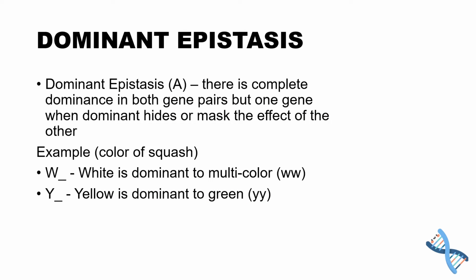sila kasi namamask yung effect ng dalawang color na black and agouti. Pag sinasabi naman nating dominant epistasis, there is a complete dominance in both gene pairs, but one gene when dominant hides or masks the effect of the other. So, basically, kabaliktaran ito ng recessive epistasis. Di ba sa recessive epistasis, pag may presence ng homozygous recessive doon sa gene pair, it will mask the effect of the other gene. Dito naman, if yung isang gene dominant, it will hide or mask the effect of the other.